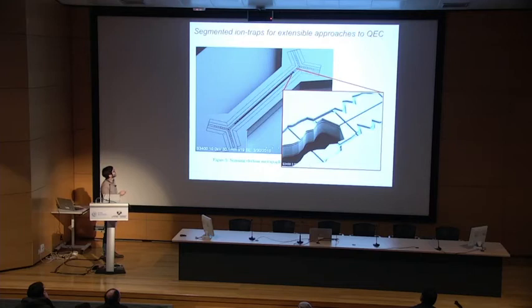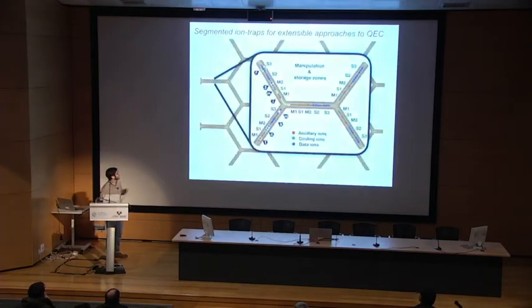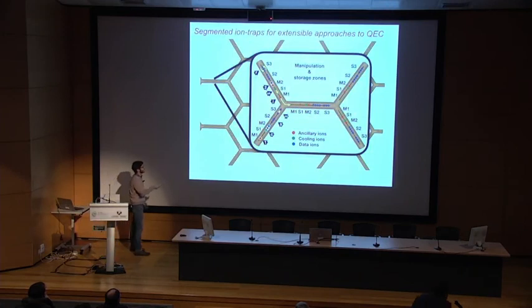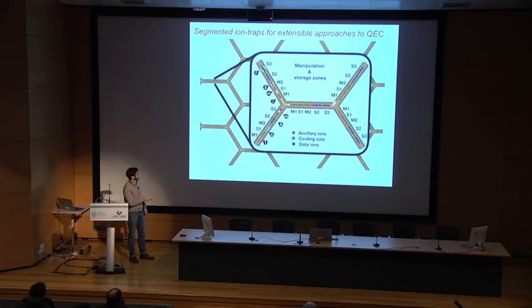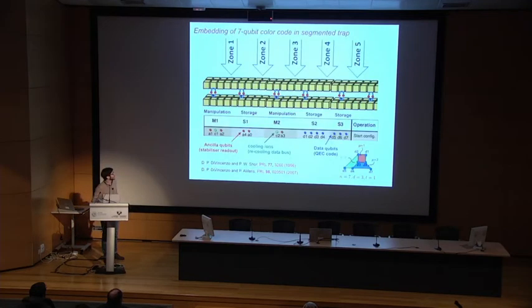So we are looking into segmented ion traps, where essentially you have these microfabricated traps that form junctions, and you can store ions in different manipulation or storage zones within these arms. And the theoretical idea is that now you start gluing all these junctions into a particular lattice, and within this lattice you will store your ions, where you'll have data ions where you encode your quantum information. They will form the data qubits that encode a larger logical qubit, but then you need ancillary ions and cooling ions as well to perform the stabilizer measurements.